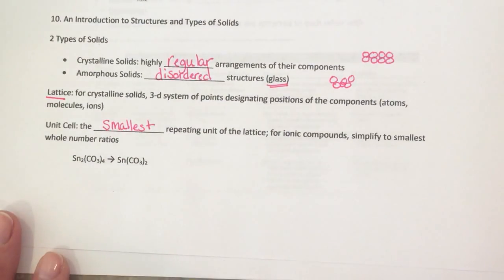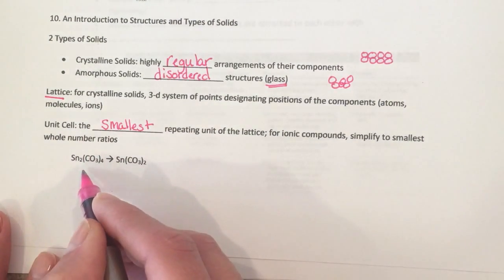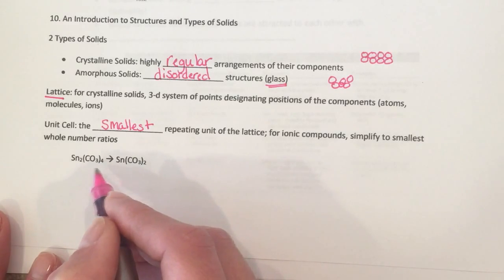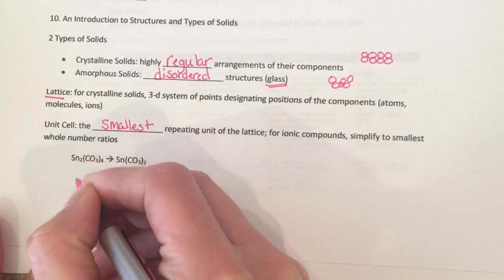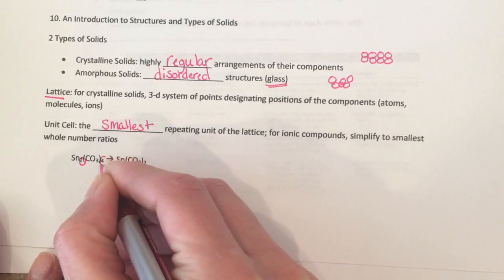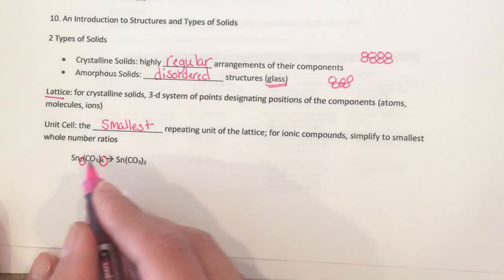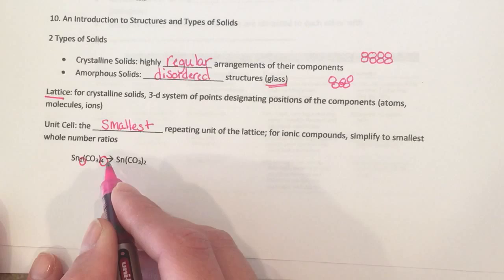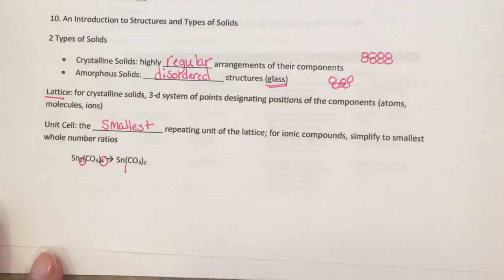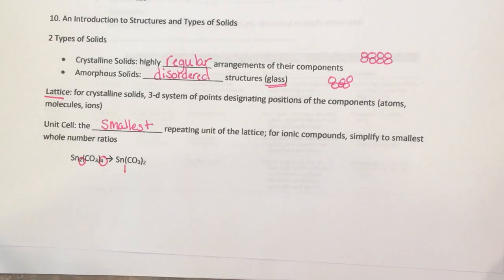So here's the example here. I've got Sn2(CO3)4, tin(IV) carbonate. Now if I look at these 2 and 4, I can simplify them to 1 and 2. The reason we simplify ionic compounds is we don't really have molecules. We've got this big repeating crystalline structure. And so we just say that the lowest whole number ratio is going to be our compound. Okay?